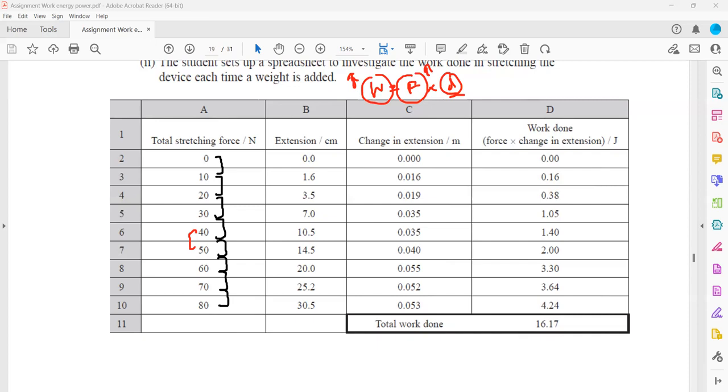So we use the maximum amount of force each time. There should be small changes in the force, so we can work out the work done correctly.